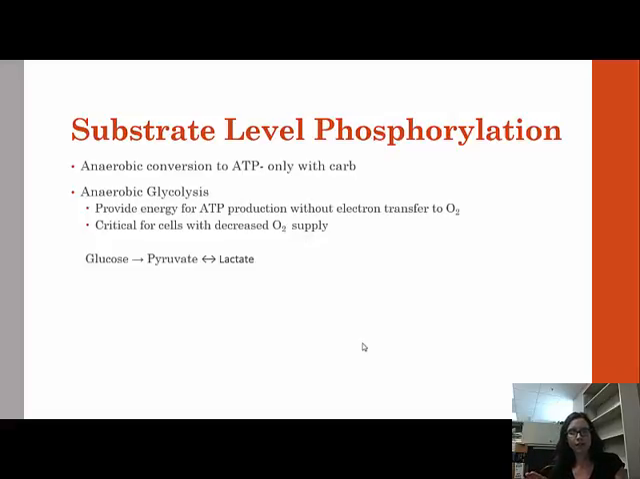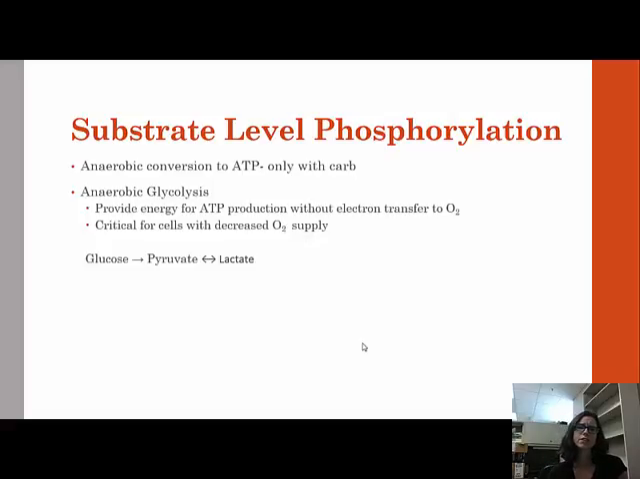First method, substrate level phosphorylation, I just want to touch on that because it is relevant, though it's not as common. So one important example of this is the anaerobic conversion of ATP. It can't be oxidative phosphorylation because we don't have oxygen. It's anaerobic. And so we can only really utilize nutrients anaerobically with carbohydrate as the fuel. In this process, we're able to provide energy for ATP production without electron transfer to oxygen, which we are going to see that we really need in oxidative phosphorylation.